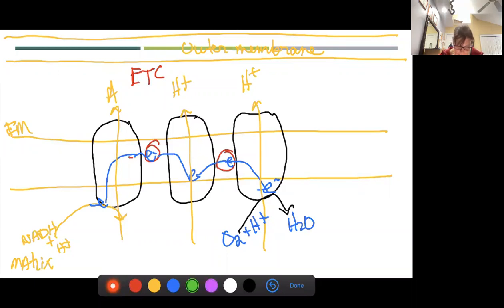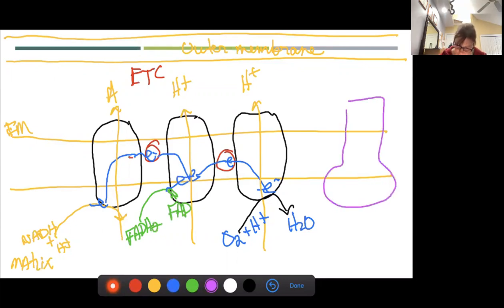Now, remember, we also have another electron carrier. We're going to drop those electrons off to our FAD. So we're going to drop those off here. Those electrons are going to join in the party in the second proton pump. And then we have our ATP synthase.